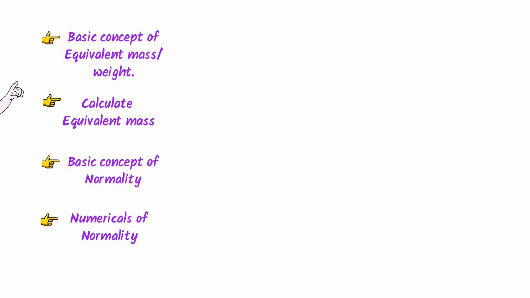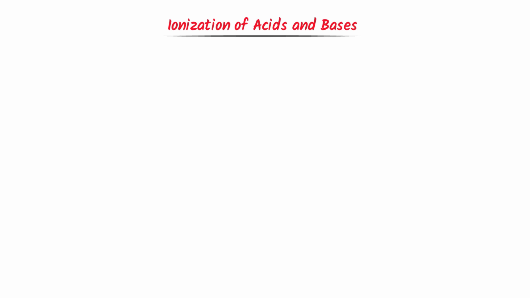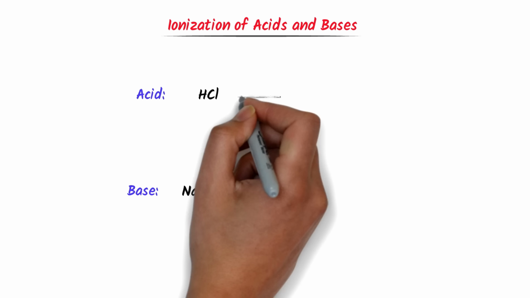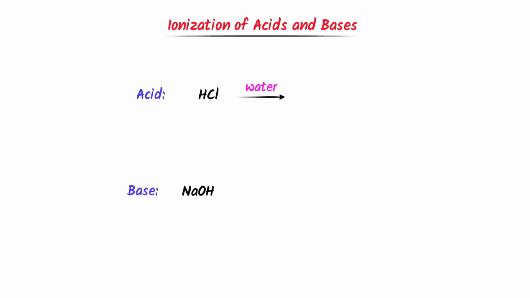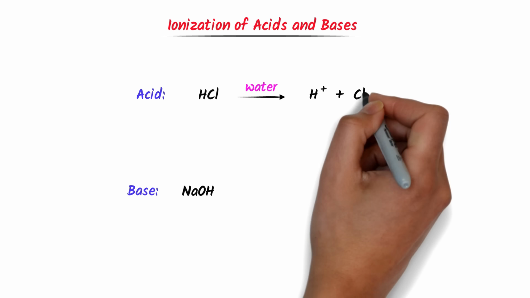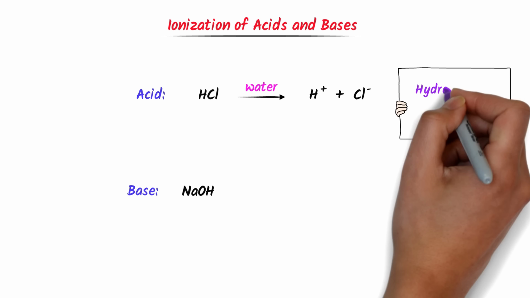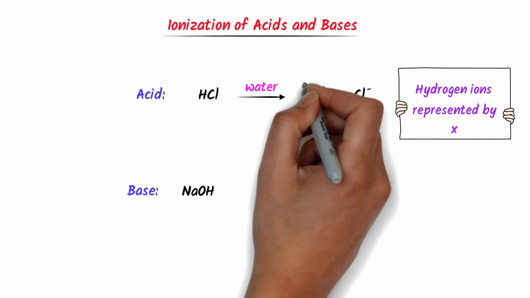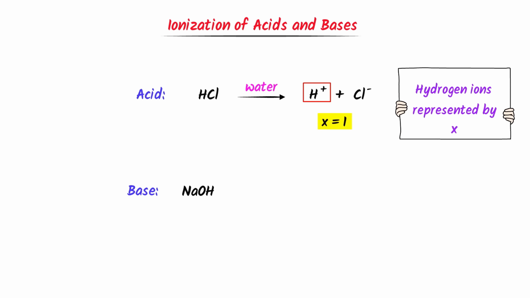Firstly, let me teach you the concept of dissociation or ionization of acids and bases in water. For example, consider an acid like HCl and base like sodium hydroxide. Now when we add HCl to water, it breaks down or ionizes into hydrogen ion and chlorine ion. Here, the number of hydrogen ions is represented by X. So X is equal to 1. Thus in case of acid, this X is equal to 1 means that if we take one molecule of HCl, it will produce one hydrogen ion in the water.